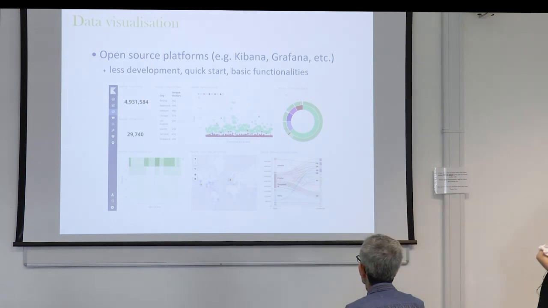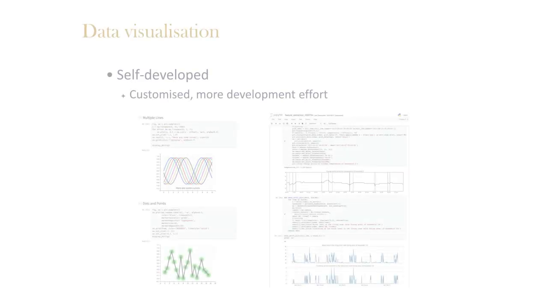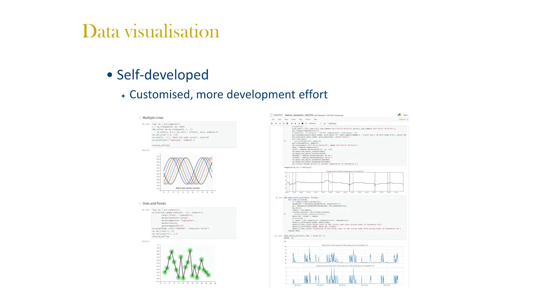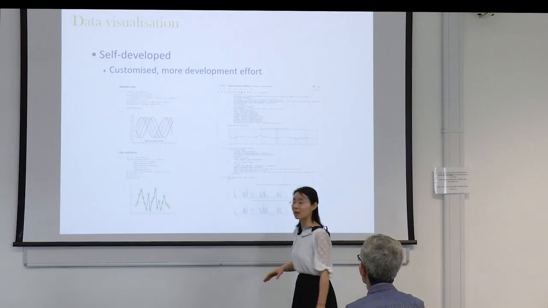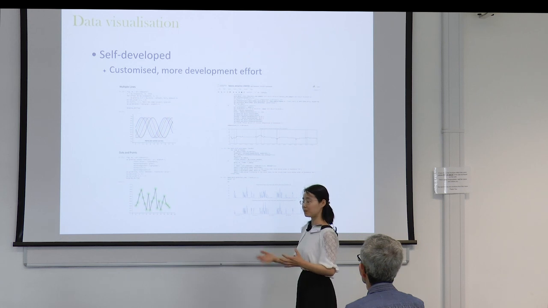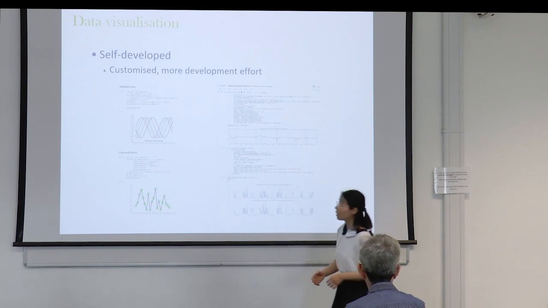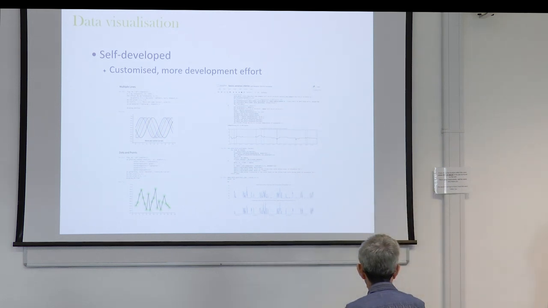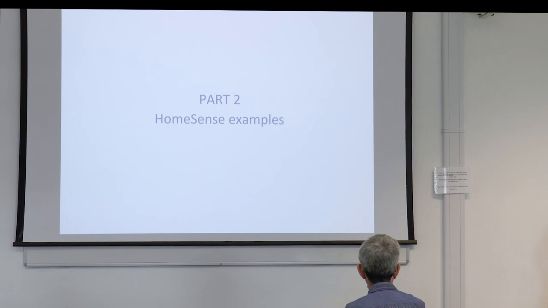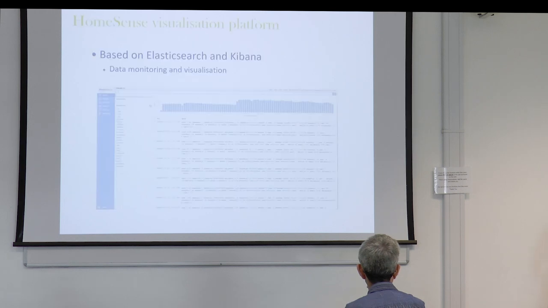Another option is to do the coding yourself. For example, you use any language you're familiar with, like R or Python, and code your own visualization methods, to visualize the data in a way that lets you investigate further. So this is just an overview, and then I will give you some examples of what we do in HomeSense.